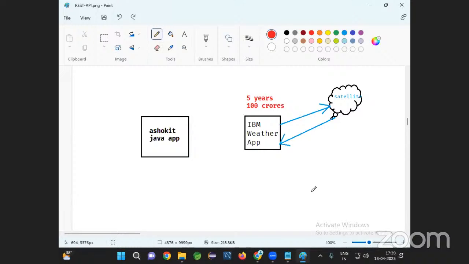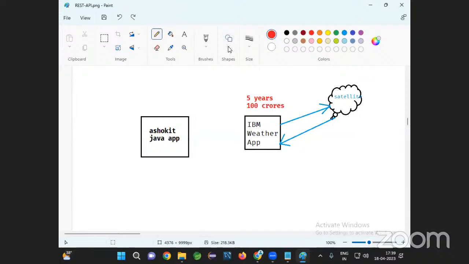Can we do a business dealing? For every request, I will give you 10 rupees. I will give the request with the zip code. Can you give the response with the temperature? For every request, I will pay you 10 rupees. Like that, I will do a business dealing.